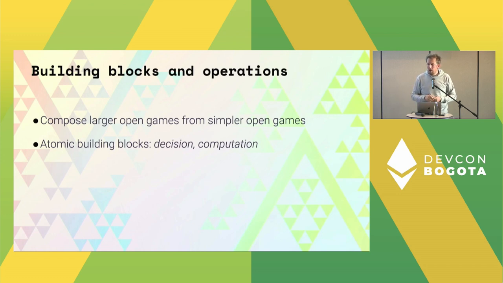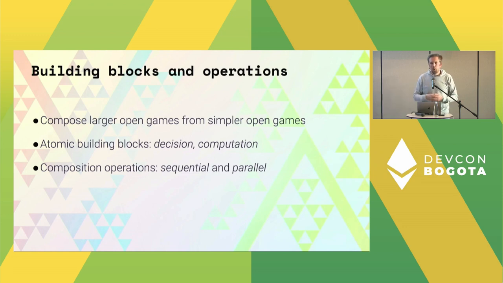On the atomic building blocks, we have essentially two: a decision, a single player making a decision, and a computation. Computation means some input is observed and some output is the result. These computations can have side effects, so a deterministic input could be turned into a probability distribution, or a probability distribution as an input is turned into another probability distribution. Good. What are the composition operations? For those of you who already followed Fabrizio, you will already guess it. It's parallel and sequential composition.